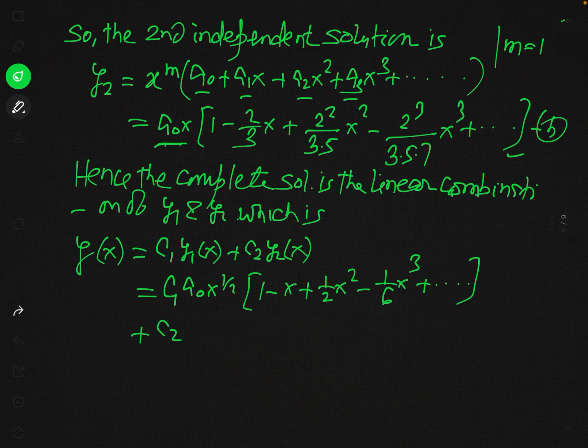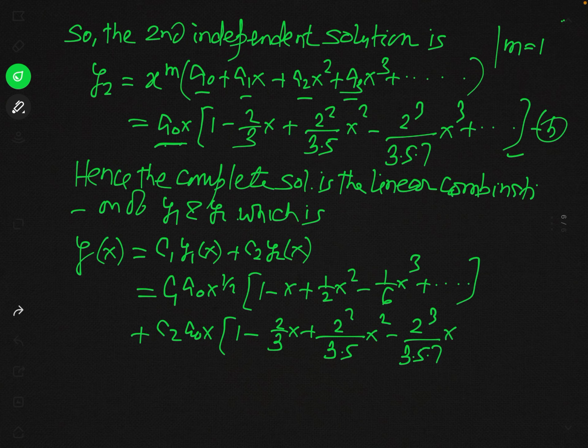And plus c2 y2 of x. See here the value of y2 of x. This is a naught into x into 1 minus 2 by 3 into x plus 2 square by 3 into 5 into x square minus 2 cube by 3 into 5 into 7 into x cube plus so on.